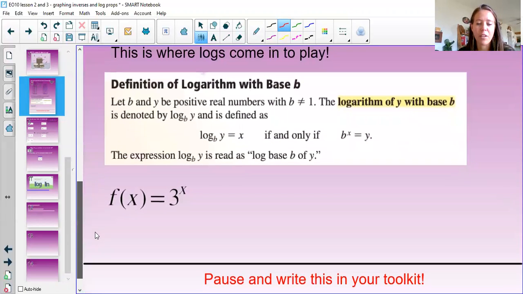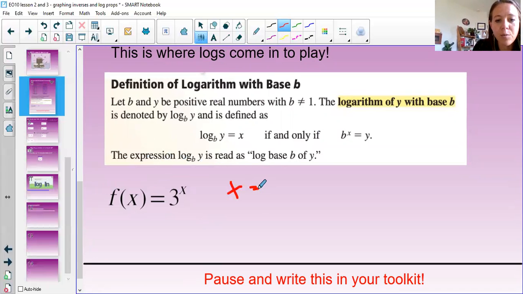So here's our definition of a logarithm with base b. Basically, I'm looking at this part right here, okay? We read this as log base b of y is equal to x. We can only say this if b to the x power is equal to y. Okay, so in our example of an exponential function, when we were taking the inverse and we switched the x and the y's, and we had x is equal to 3 to the y power. Okay, so now let's read this again. Log base b of y is equal to x if b to the x power is equal to y.